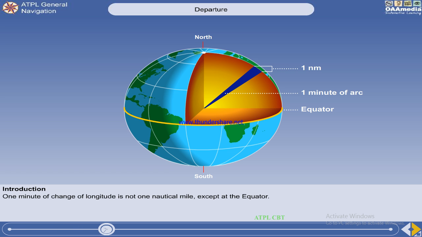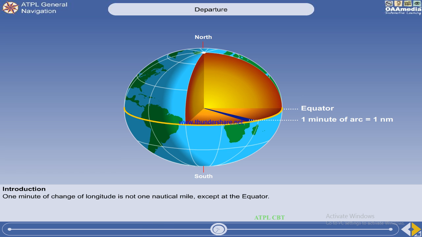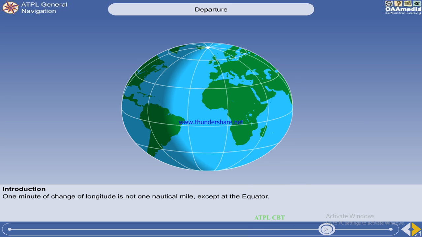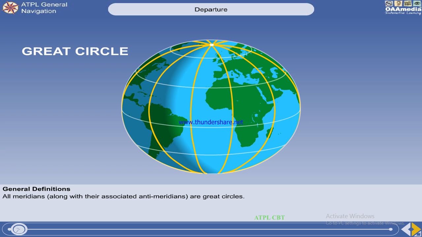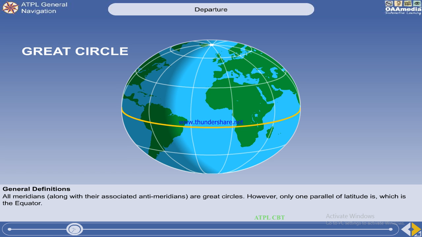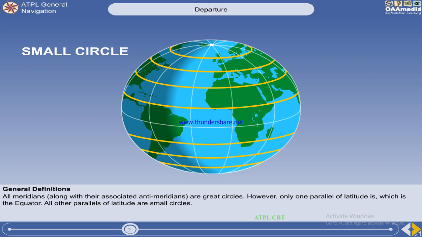1 minute of change of longitude is not 1 nautical mile, except at the equator. Let's see why. We'll go back to some basic concepts. All meridians, along with their associated antimeridians, are great circles. However, only one parallel of latitude is, which is the equator. All other parallels of latitude are small circles.